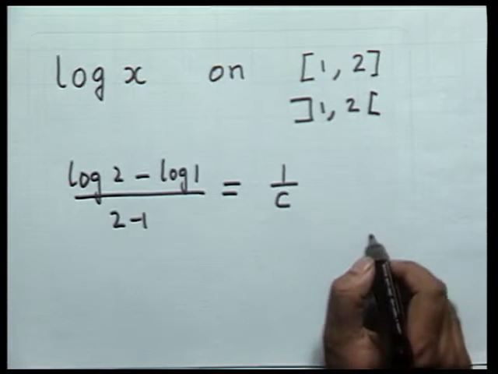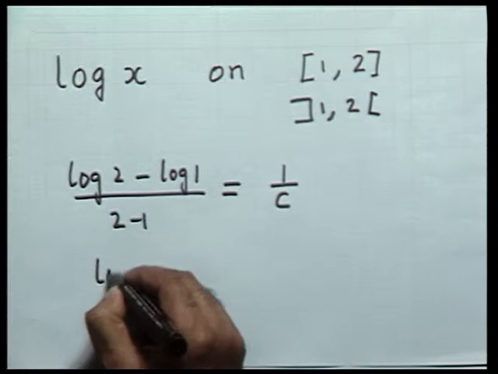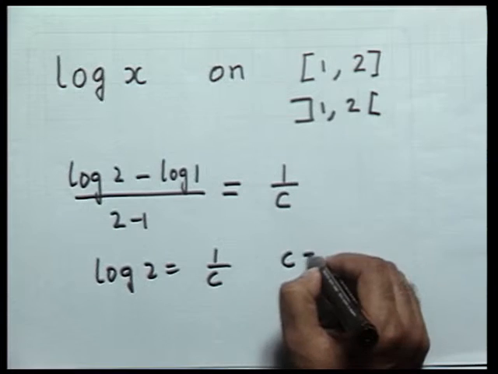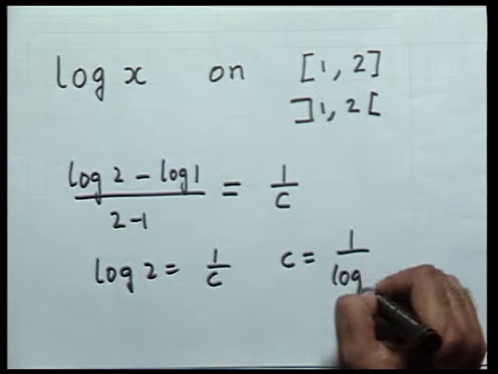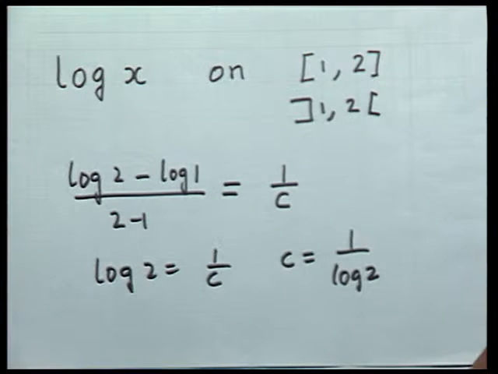How do you find that C? Well, log 1 is 0. So, this really boils down to log 2 equal to 1 upon C, and therefore, C is equal to 1 upon log 2. You can check that 1 upon log 2 lies in the open interval 1, 2. It just takes simple routine checking to do that.